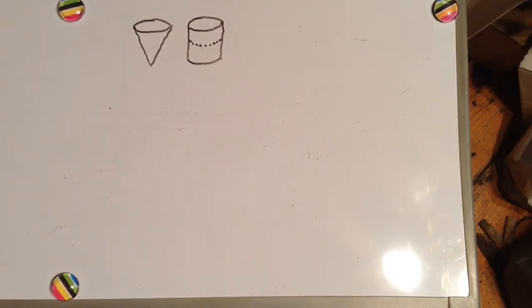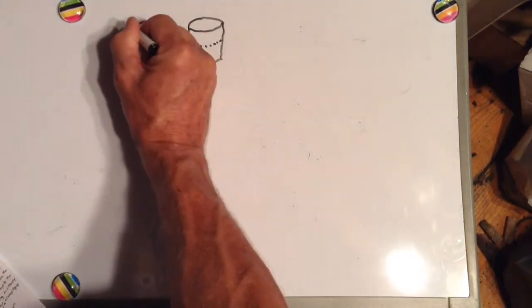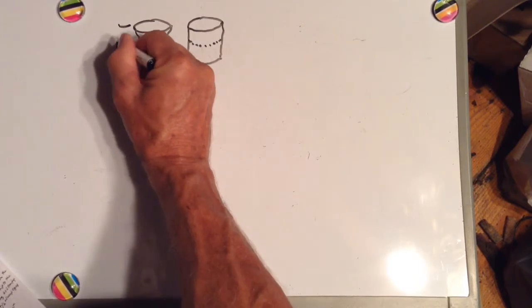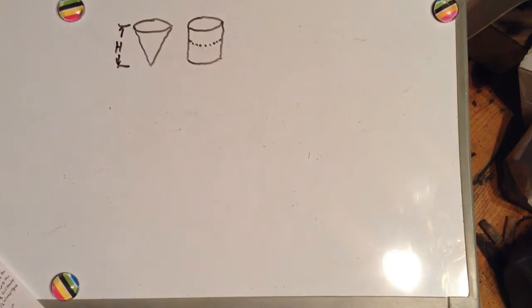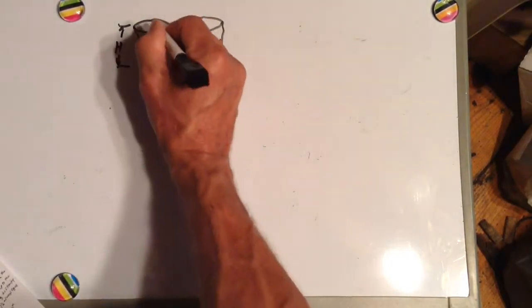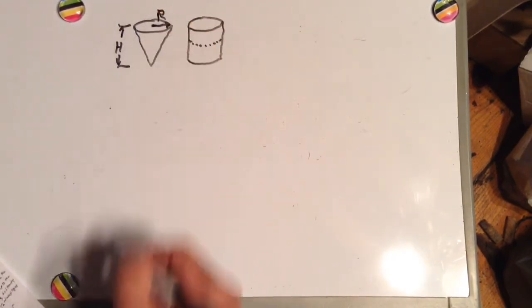The volume of a cone is 1/3 of the volume of a cylinder with the same height and diameter. Let's figure out why. Let's say we have a cone that has height equal to h. Okay, we'll call it capital H. And its radius is equal to r. So from there to there, we'll call that capital R.